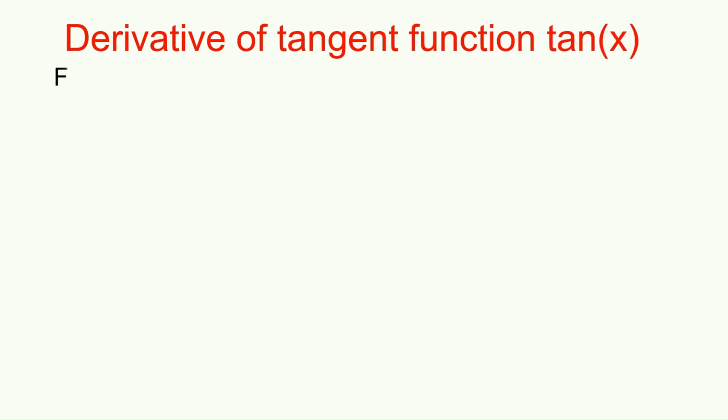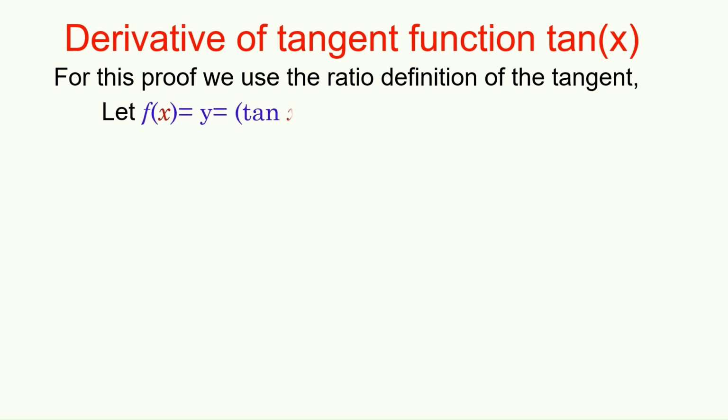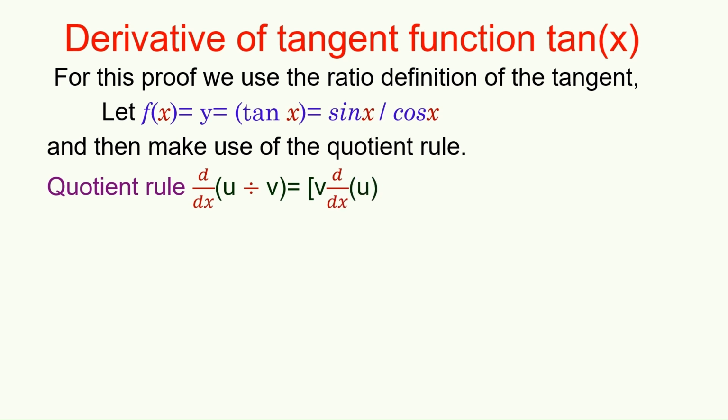Derivative of the tangent function tan x. For this proof, we use the ratio definition of the tangent. Let the function y = tan x = sin x / cos x, and then make use of the quotient rule. Quotient rule: d/dx (u/v) = (v du/dx − u dv/dx) / v squared.